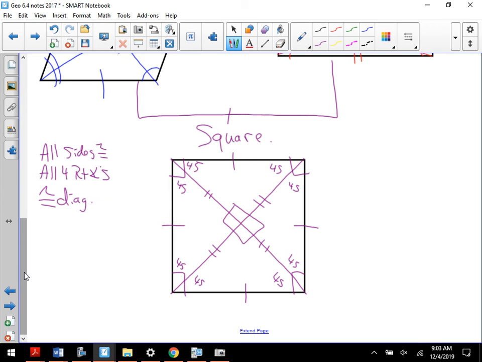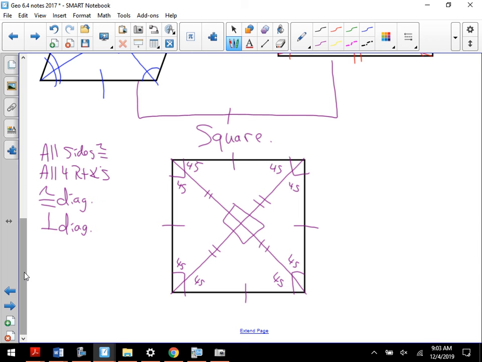Okay. Diagonals, perpendicular diagonals. One thing I want you guys to kind of notice, I filled it in. Each one of those base angles gets cut in half. What's half of 90? 45. So what happens is you get all these what are called 45, 45, 90 triangles going throughout the square.